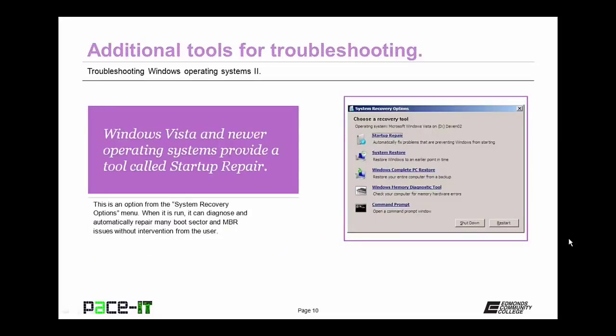And finally, Windows Vista and newer operating systems provide a tool called Startup Repair. This is an option from the System Recovery options menu that when run can diagnose and automatically repair many boot sector and MBR issues without any intervention of the user.